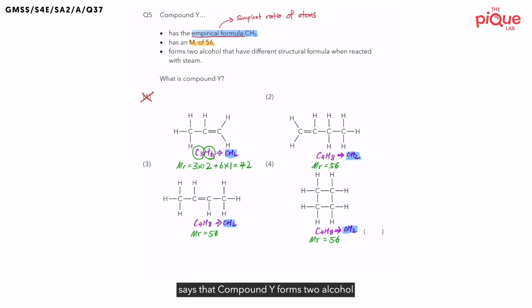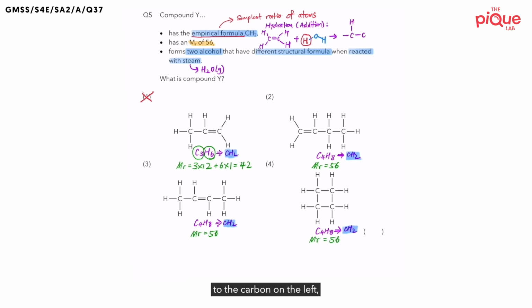The last criteria says that compound Y forms 2 alcohols that have different structural formulae when reacted with steam. Can you remember the organic reaction that this criteria is talking about? Well, this is known as hydration, which is a type of addition reaction. In this reaction, steam, which is H2O gas, adds across a double bond of an alkene, where one of the hydrogens is connected to the carbon on the left, and the OH is connected to an adjacent carbon. And after the reaction, you obtain an alcohol.